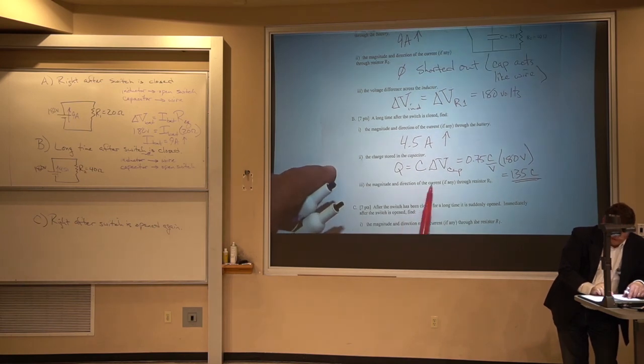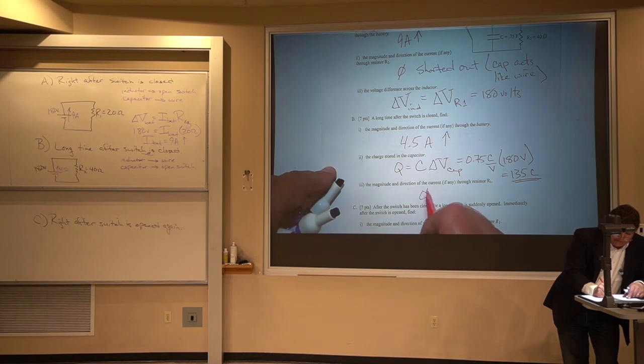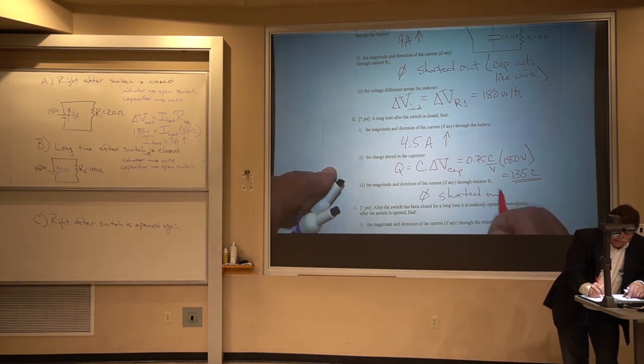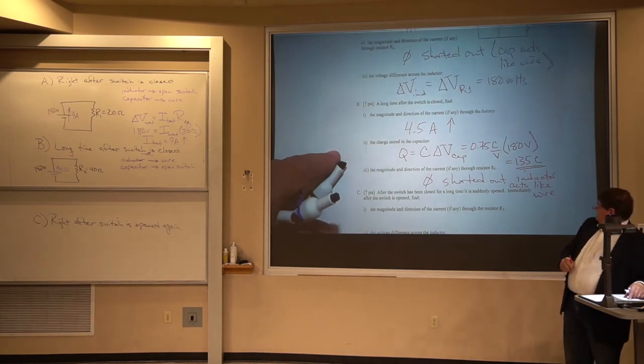The magnitude and direction of the current through R1 would be 0. It's shorted out. The inductor acts like a wire.